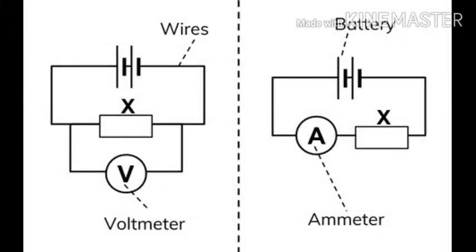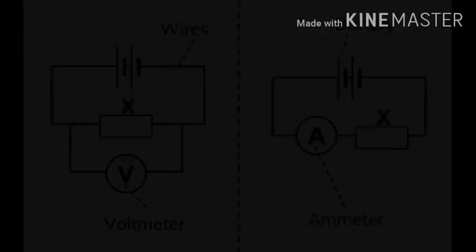These are the two circuit diagrams. In both of them you can see that the voltmeter is connected in parallel and the ammeter is connected in series. That means it is connected in the same line. We'll study about series and parallel later.